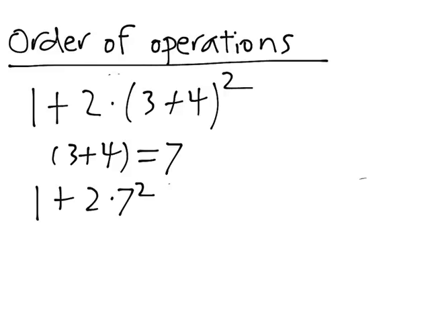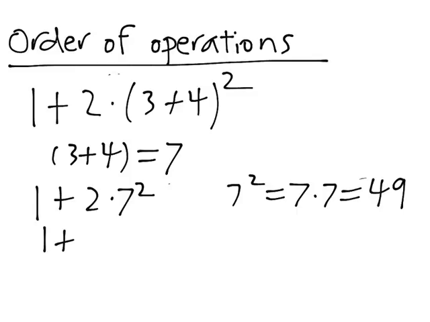The next step is to evaluate all powers. We have 7 squared, which is it. So 7 squared equals 7 times 7, which is 49. So we can replace 7 squared by 49, even though there's addition and multiplication beforehand in this expression. Now that we've evaluated all the powers, we can do multiplication and division. In this expression, that means calculating 2 times 49. 2 times 49 is 98.